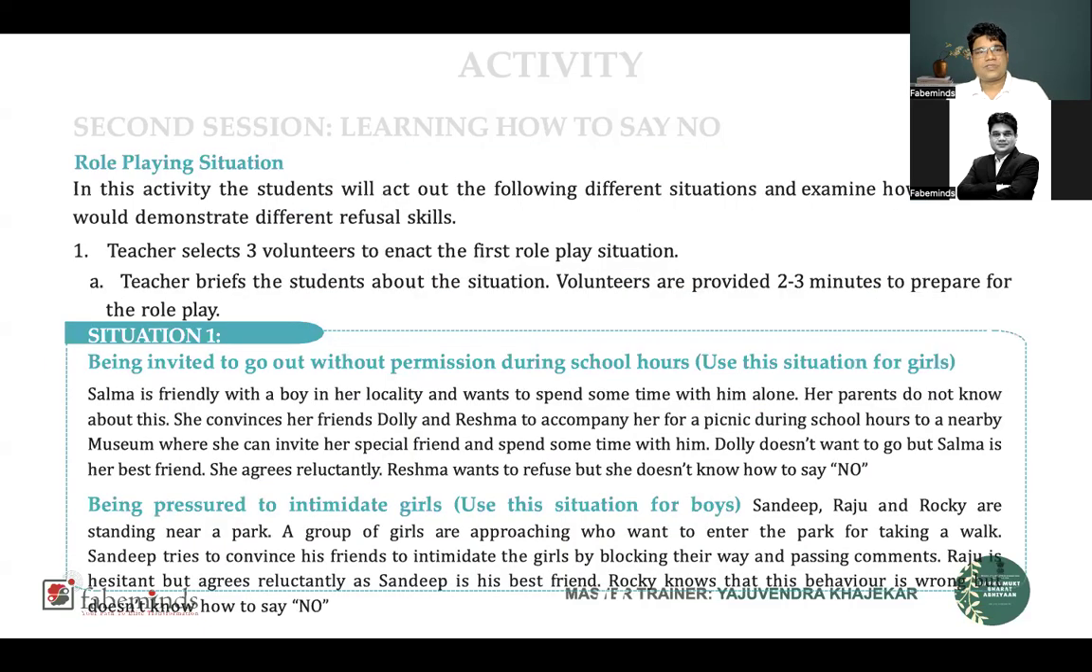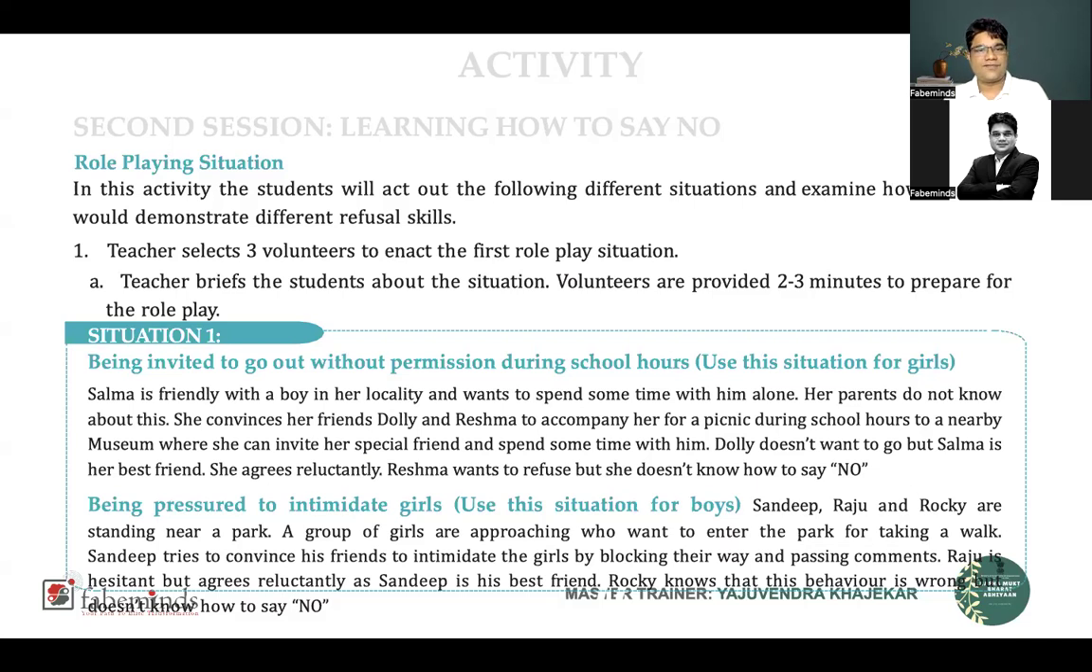So the role playing next session is for 15 minutes. This is an important exercise. In this activity, the students will act out the following different situations and examine how students would demonstrate different refusal skills. One, teacher selects 3 volunteers to enact the first role play situation. Teacher briefs the students about the situation. Volunteers are provided 2-3 minutes to prepare for the role play. What is the situation? Being invited to go out without permission during school hours. Use this situation for girls particularly.